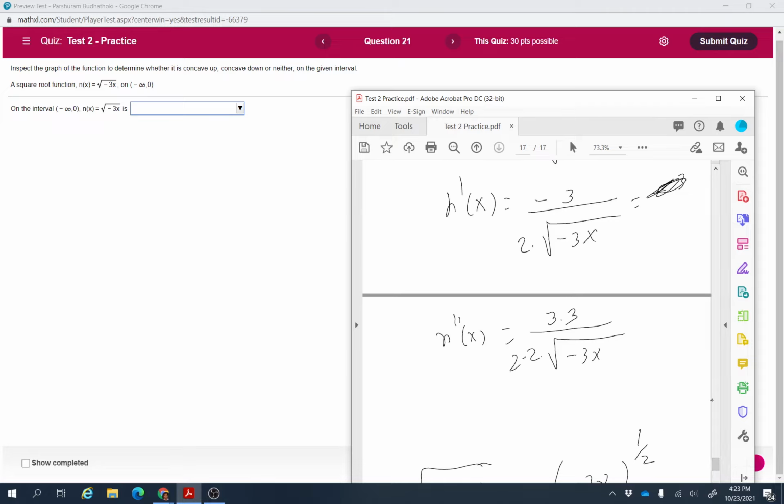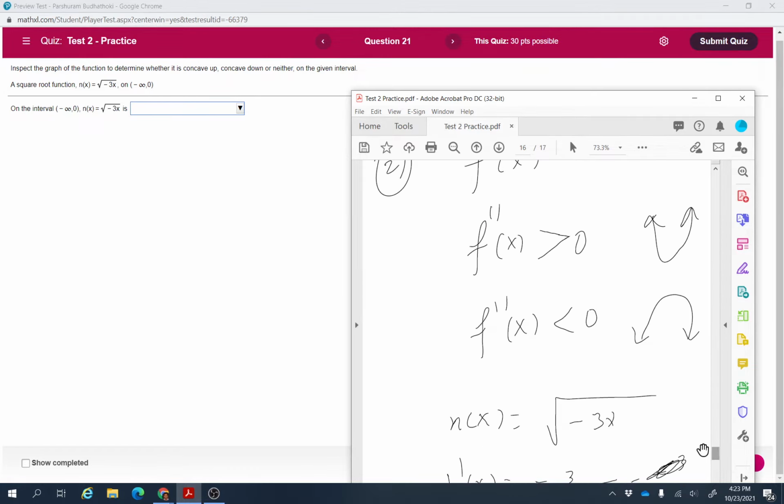There is a 2 as well. So this is 9 over 4 square root of -3x. Make sure that this is always positive, and 9 over 4 is also positive, so eventually it's going to be positive. If the second derivative is positive, then the graph would be concave up.